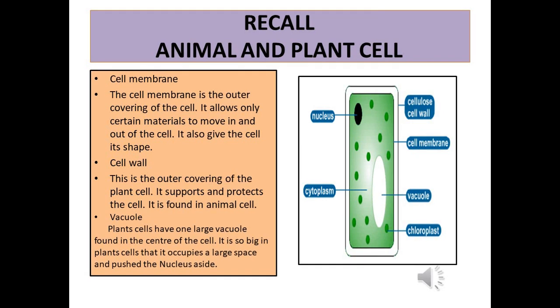The remaining parts are cell membrane. The cell membrane is the outer covering of the cell. It allows only certain materials to move in and out of the cell. It also gives the cell its shape.